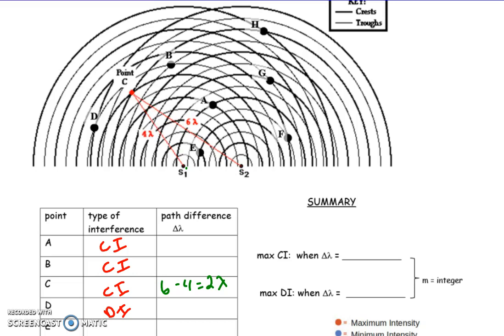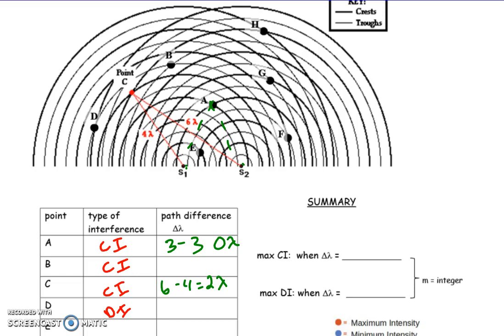All right, so let's look at A. A is right between the two, smack in the middle. So we should be able to figure out that it's a 0 path difference. But let's just verify. Start here, we got 1, 2, 3. From S2, 1, 2, 3. So that's really just 3 minus 3 is 0 wavelengths. Okay, so we see there are different path differences for A and C, but there's still a pattern to it. All right, how about B?